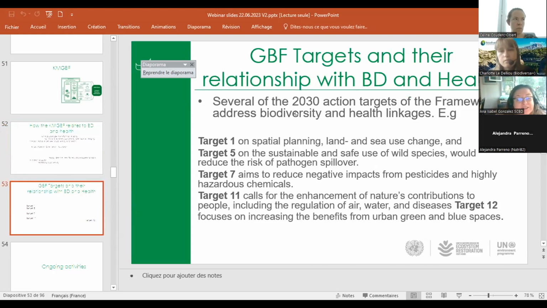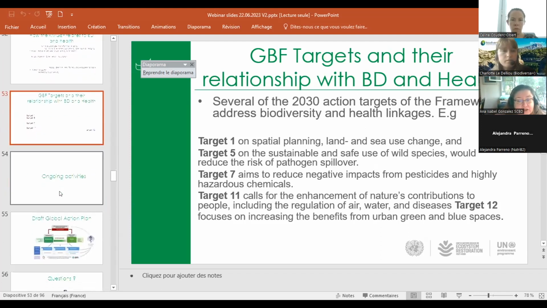So while there's no specific target on health at the GBF, many of the GBF targets show biodiversity and health linkages, and they also reflect the importance of a healthy planet for healthy people. For example, target one on spatial planning, land and sea use change. Target five talks about the sustainable and safe use of wild species, and that will also reduce the risk of pathogen spillover. Target seven, to reduce negative impacts from pesticides and highly hazardous chemicals. Target 11 calls for enhancing nature's contribution to people, including regulation of air, water, and diseases. And target 12 focuses on urban green and blue spaces and their benefits.